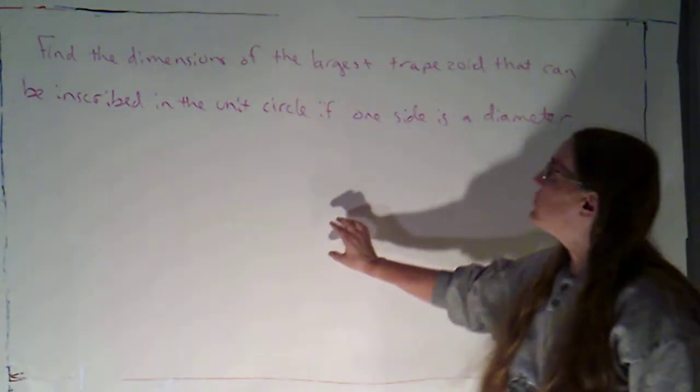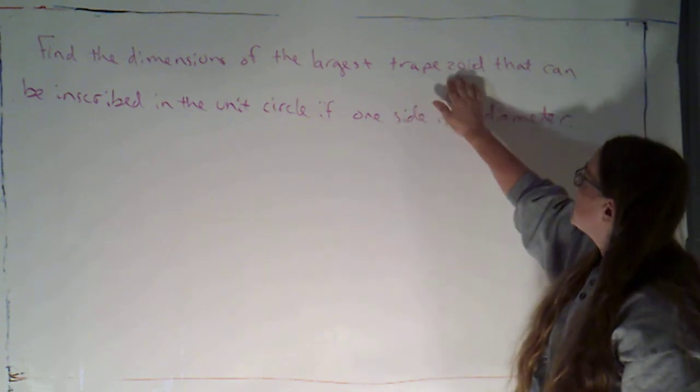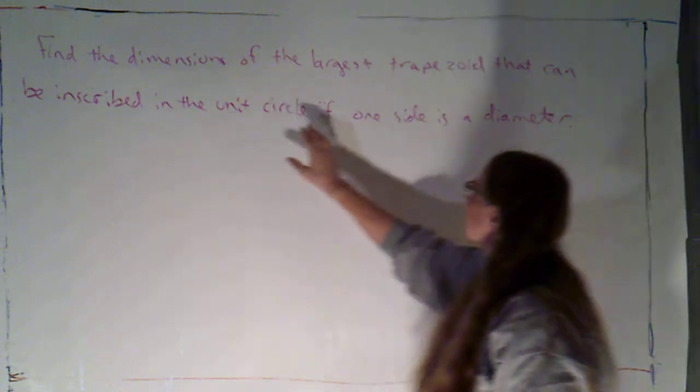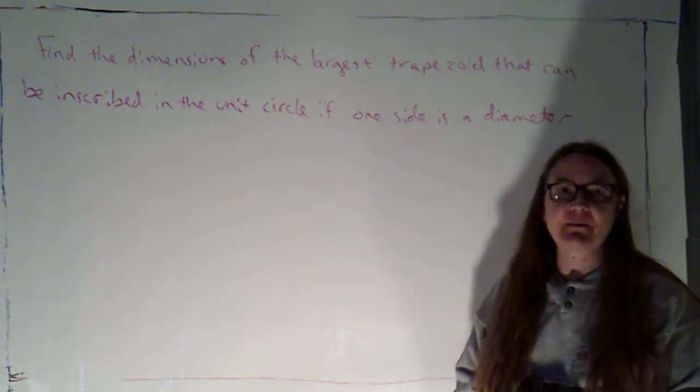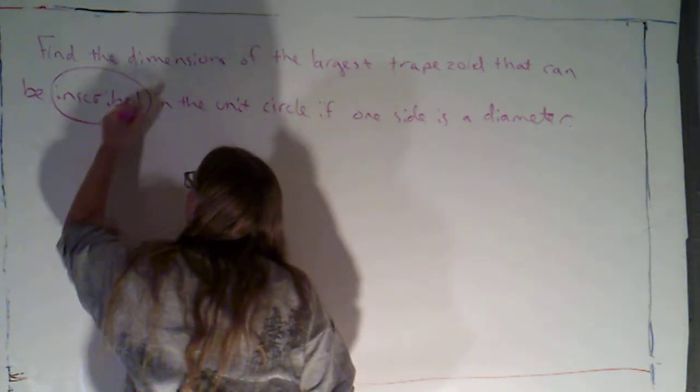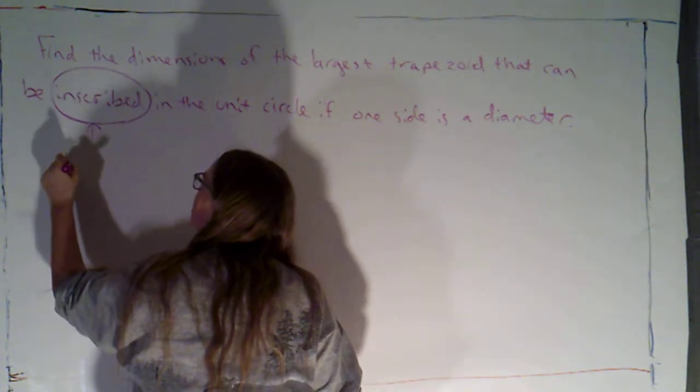Okay, this next example is a geometric one. So we're asked to find the dimensions of the largest trapezoid that can be inscribed in the unit circle if one side is a diameter. So a couple of vocabulary words to either learn or review here. Inscribed just means drawn inside.